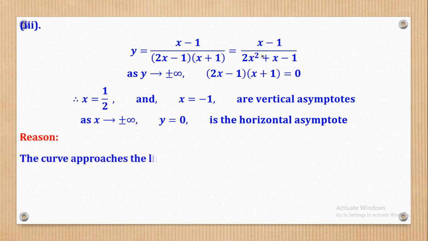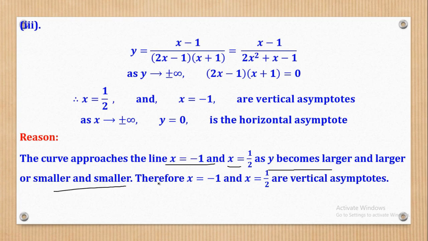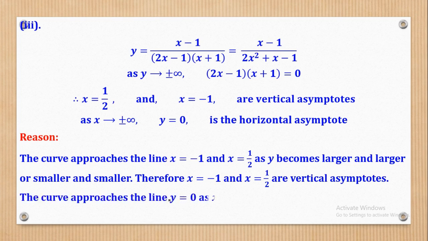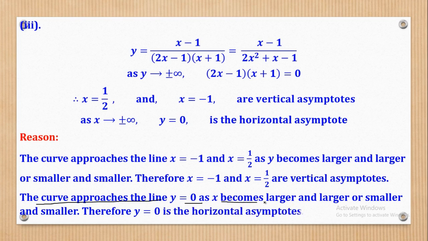They also told us to give the reason. So the reason, I should just say that the curve approaches the lines x equal to negative 1 and x equal to half as y becomes larger and larger or smaller and smaller. Therefore, this and this are the vertical asymptotes. What about the horizontal asymptotes? We shall say the curve approaches the line y equal to 0 as x becomes larger and larger or smaller and smaller. Therefore, y equal to 0 is the horizontal asymptote.